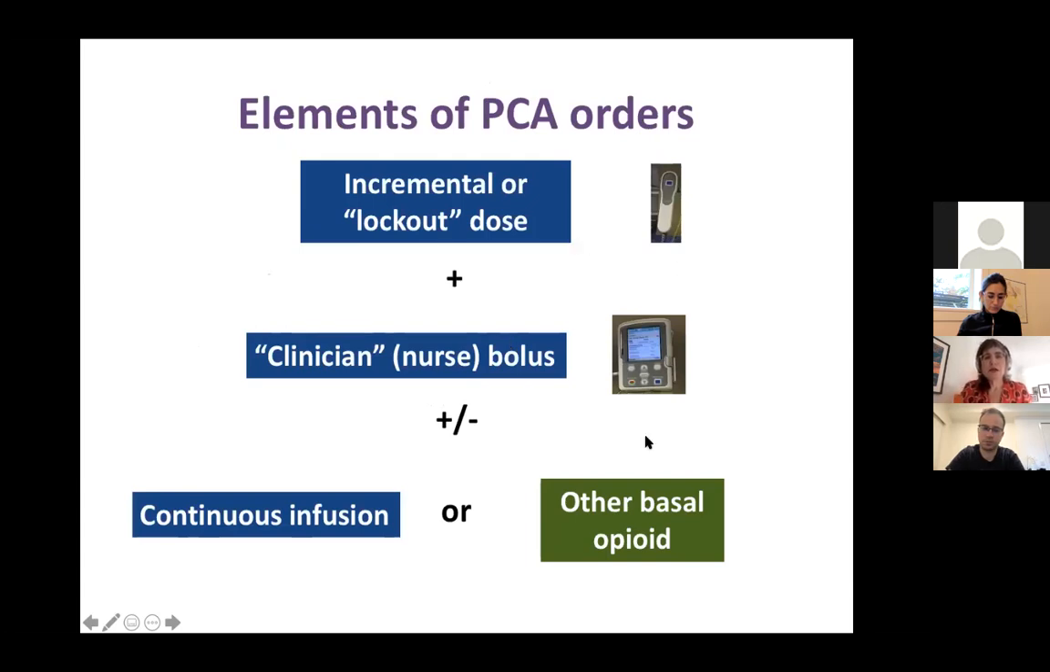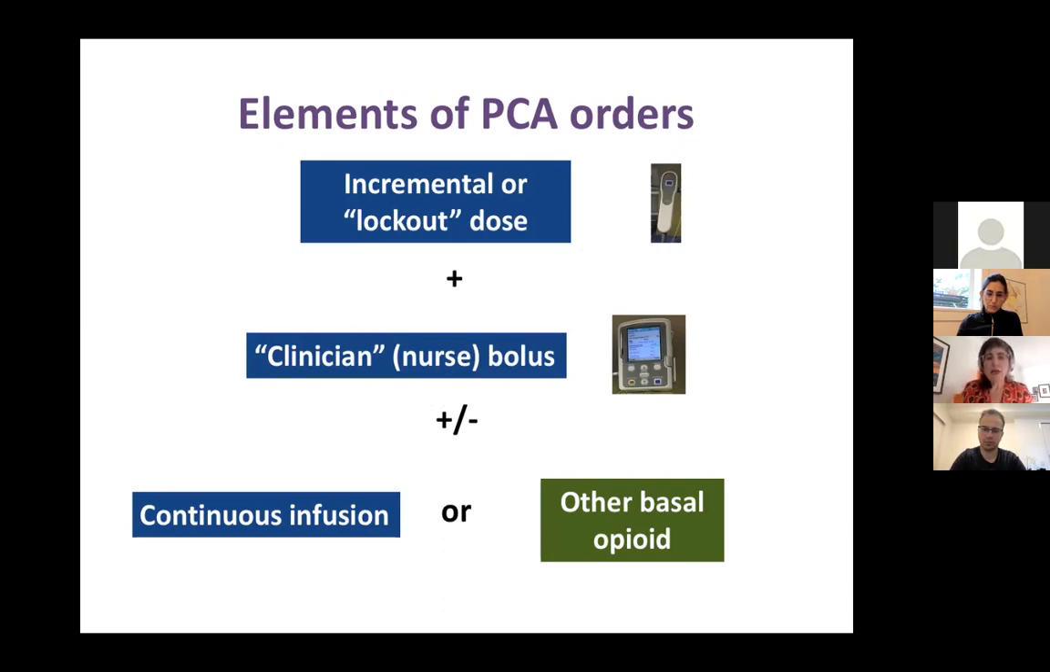Here are the elements of a PCA order. There's the dose called the lockout dose, or the incremental dose. It's the dose that you get when you press that button. There's something called the clinician bolus. The clinician in this case is the nurse. You press the PCA button, and if you still have pain, you press your nurse call button, and the nurse can come and give you a larger amount, which they can give a couple of times over 4 hours.